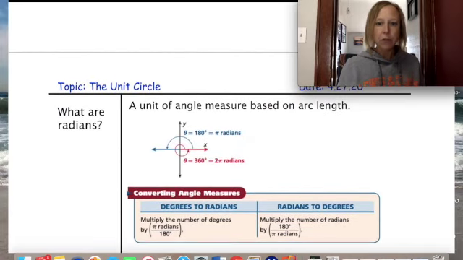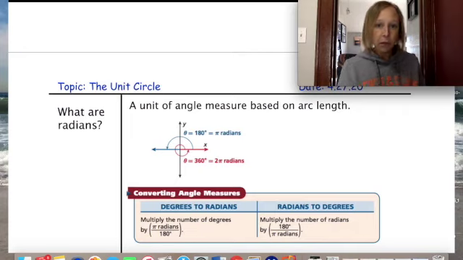So we have actually two different units of measure for angles. One is degrees, and you've been using that for a long time, where we count one full revolution as 360 degrees, 720, 1080, and so on.